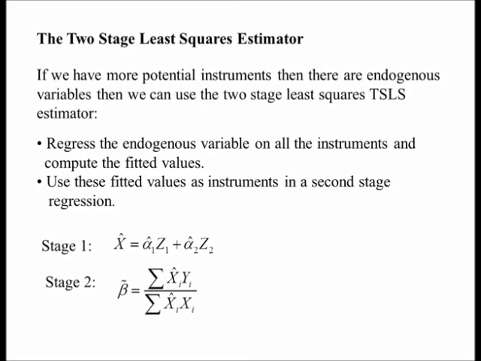First of all, we regress the endogenous variable on all the instruments and compute the fitted values. In other words, we estimate a reduced form equation for the right-hand side endogenous variable. We then use that as an instrument in a second stage regression. So we take the fitted values from that first stage regression, and then we use those as instruments in a second stage regression. Okay? I think that's perhaps worth spending one moment just illustrating what's going on there.